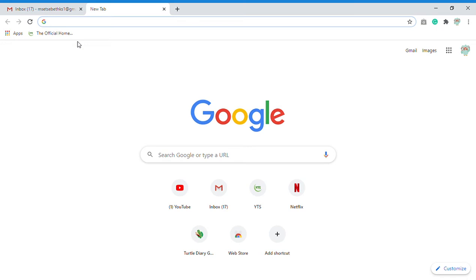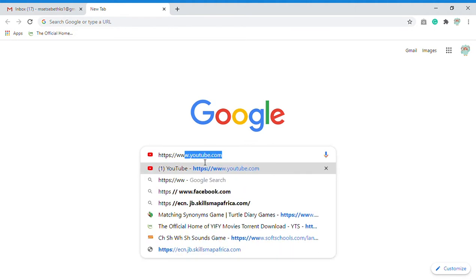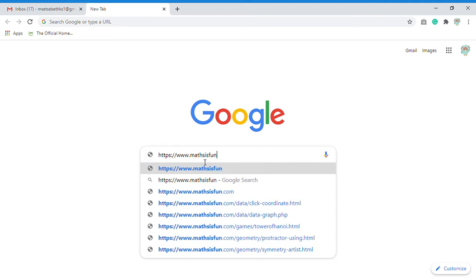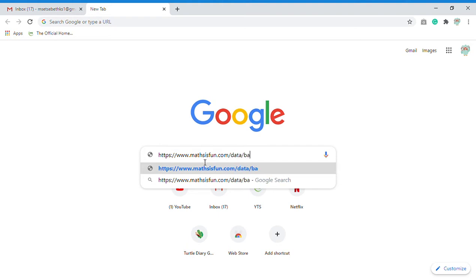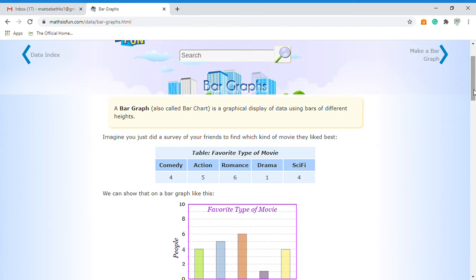All right, grade 2, let's take a look at what bar graphs and tally charts are. All right, so let me just type in here, https imathsisfun.com/data/bargraphs.html. I'm hoping it's going to take me exactly where I want to go because I saved it that way. Perfect. Good. So let's take a look at what bar graphs are.